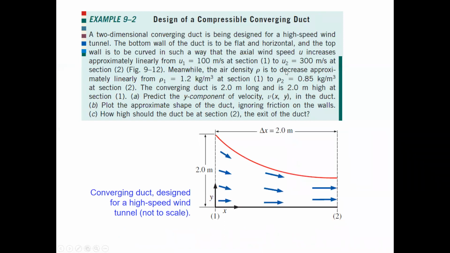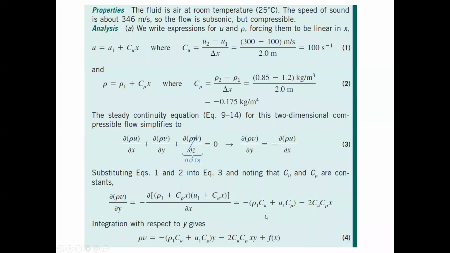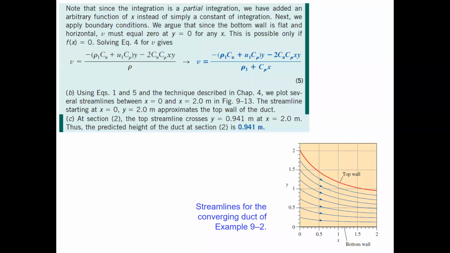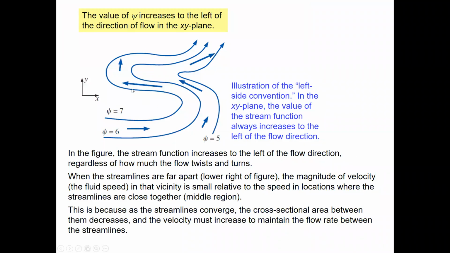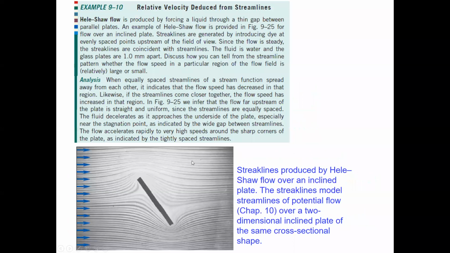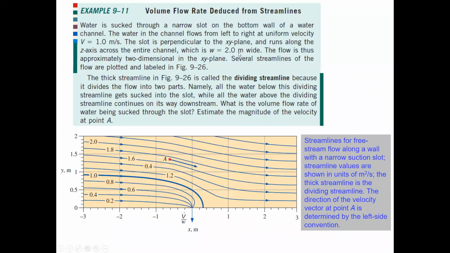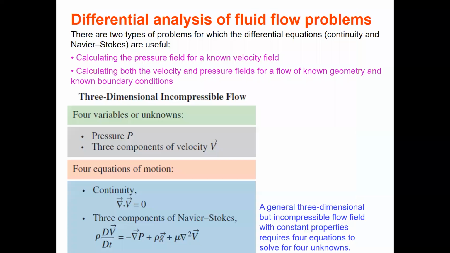You can have the design of a compressible convergent duct. Fluid moves like this. What should be the equation? See that the same conservation of mass. The value of psi increases if you go like that. 6, 7, 8. Observe here 5 is there, 6 is there, 7 is there. See that it is going like this. Maybe relative velocity will be deduced from the streamlines. If something is flowing in the flow, if you are having something like that here, it abstracts. Volume flow rate can be deduced from the streamlines. See that these are equations. These are the examples. It looks complicated for you, but just see that at least you work out the rest of that part.